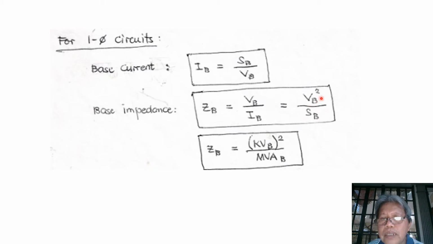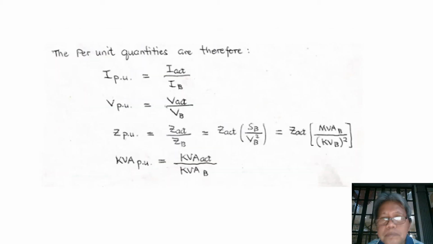So we have another way of computing the base impedance if we do not want to use this. Since most often in power networks our voltage levels are in terms of kV, we can use the base kV squared, divided by the S base, which is usually MVA, so we have the MVA base. So this is also the most commonly used formula for computing the base impedance.